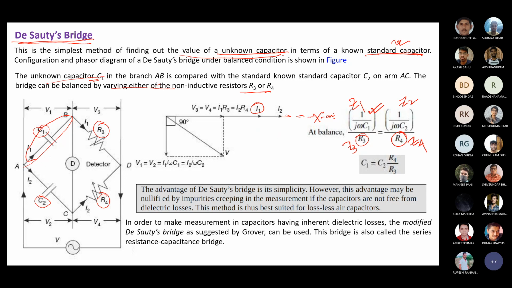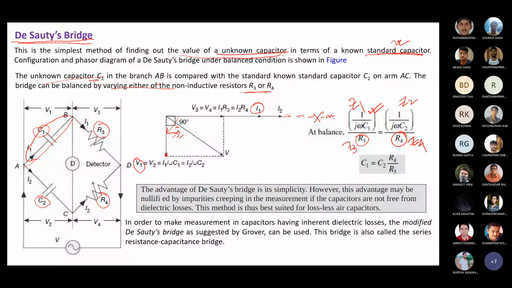So what is our V1? V1 equals minus j I1 times 1 by omega C1, or XC1. Minus j means lagging 90 degrees behind the current. So it is coming here, and this is the V1 point.